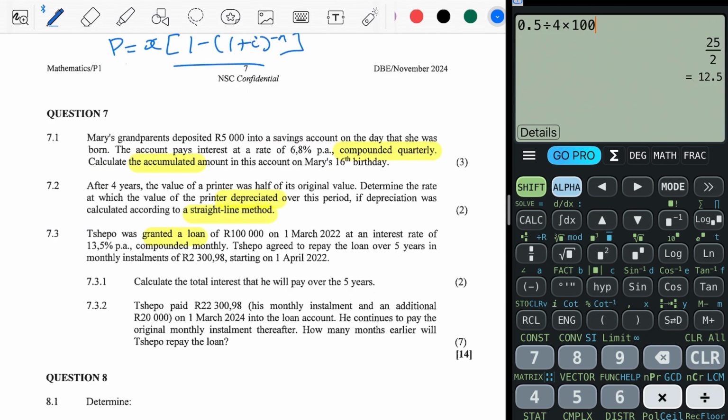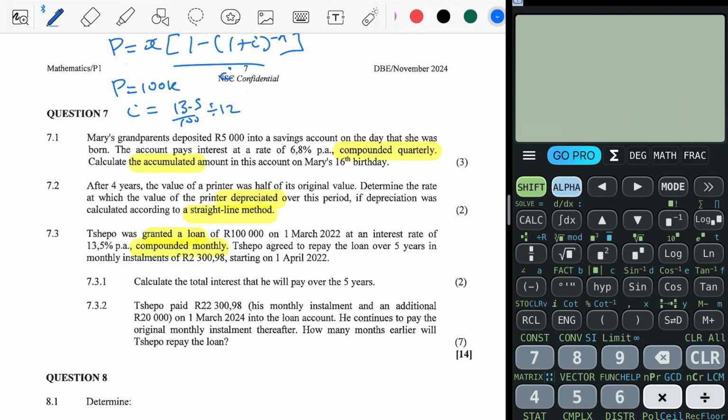One plus power n over I. This is the one you're going to be using because we're talking about a loan. So he loans 100,000, meaning our P, the principal amount that he has borrowed, is 100K. It happened on the 1st of March 2022 at an interest rate of 13.5, divided by 100, and it's compounded. Compounded is a keyword. Compounded monthly, so this is divided by 12.